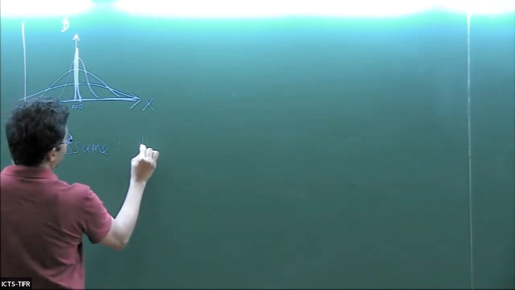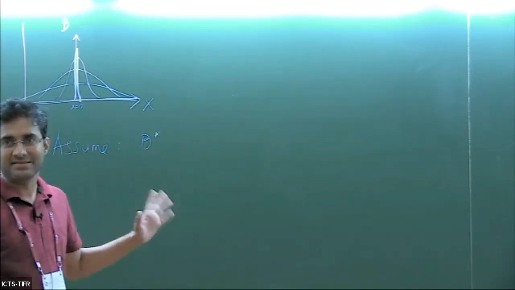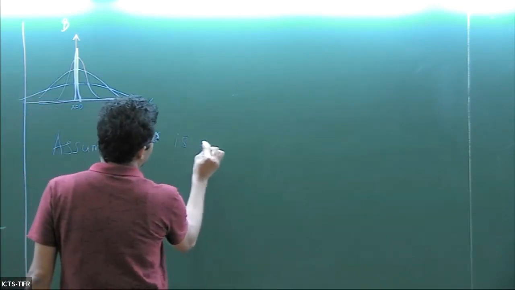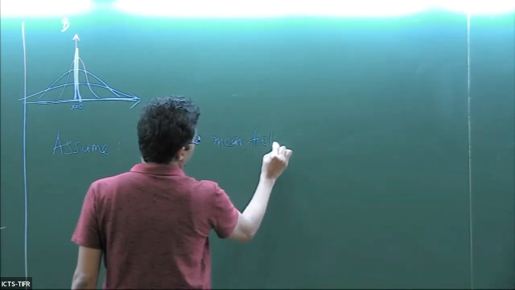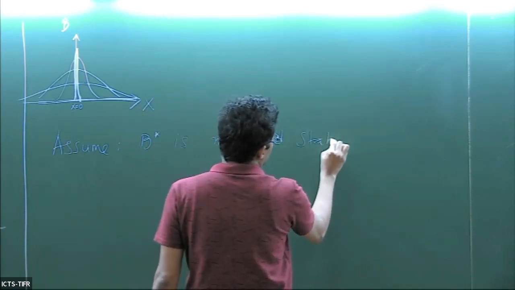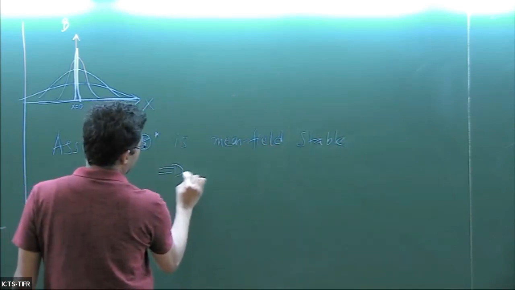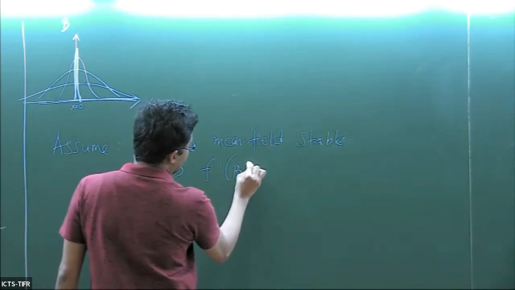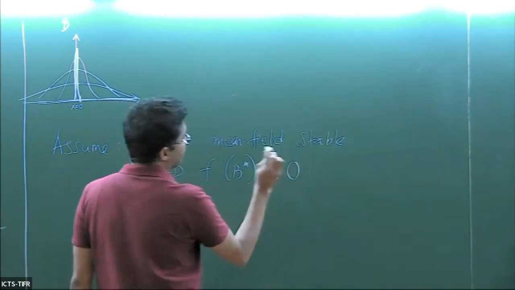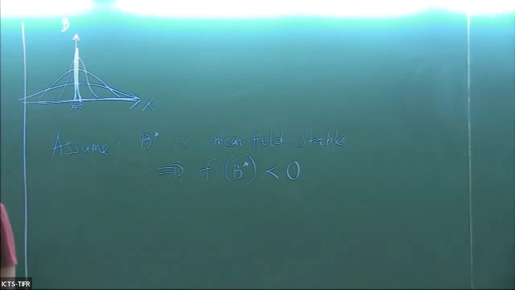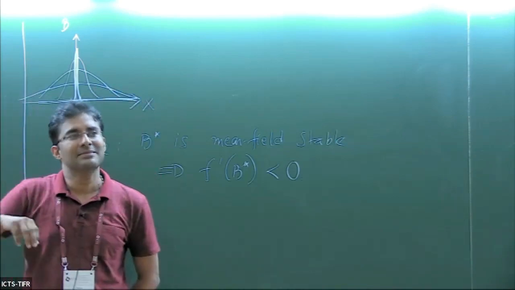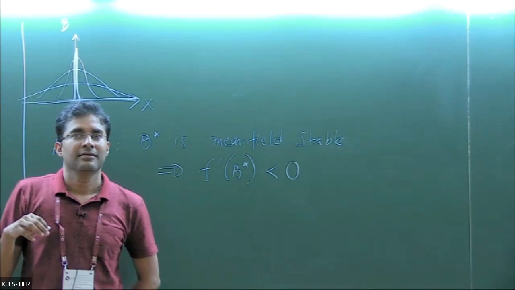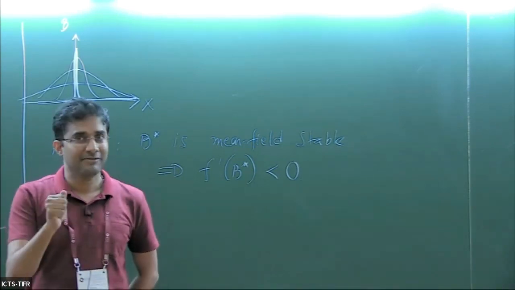Assume that some B star, not all B star, some B star, is mean field stable. Meaning f prime of B star is negative. Okay. So if we did not have the diffusion term, that would have been a stable equilibrium. If this is the case, with diffusion, what will happen? Will it still be stable? Okay, that's the question we would like to now address.